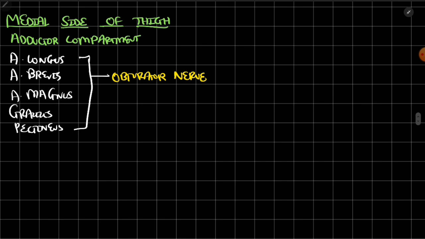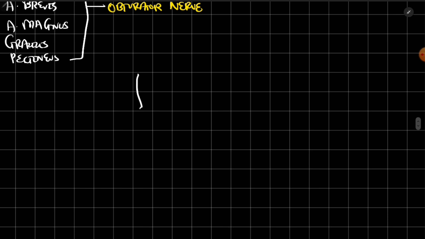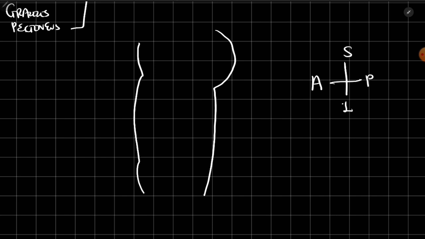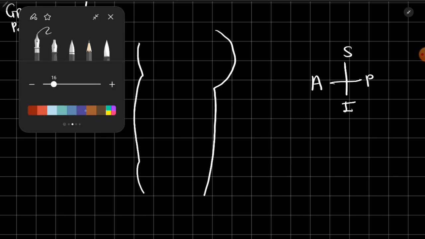Now the medial side of thigh. How to draw the nerve supply? The nerve supply is very important in drawing the medial compartment. So I will first draw the diagram. You are viewing the left foot from the side: anterior, posterior, superior, inferior. This is the anterior side, posterior side, superior side, inferior side, and we are viewing the left foot laterally.